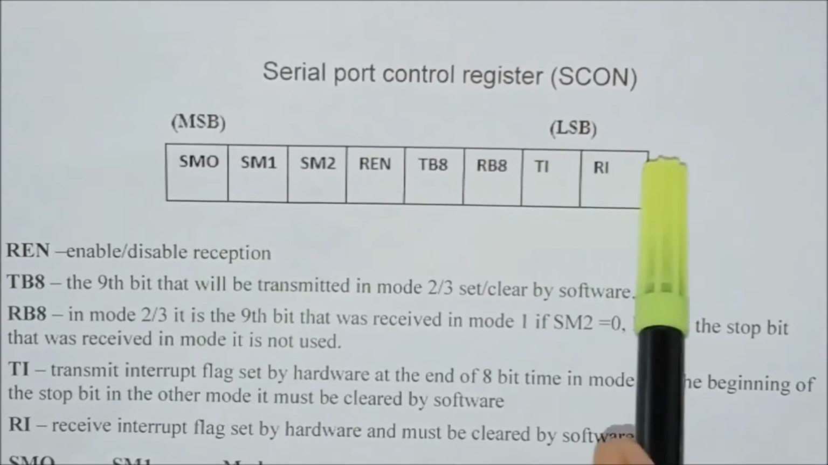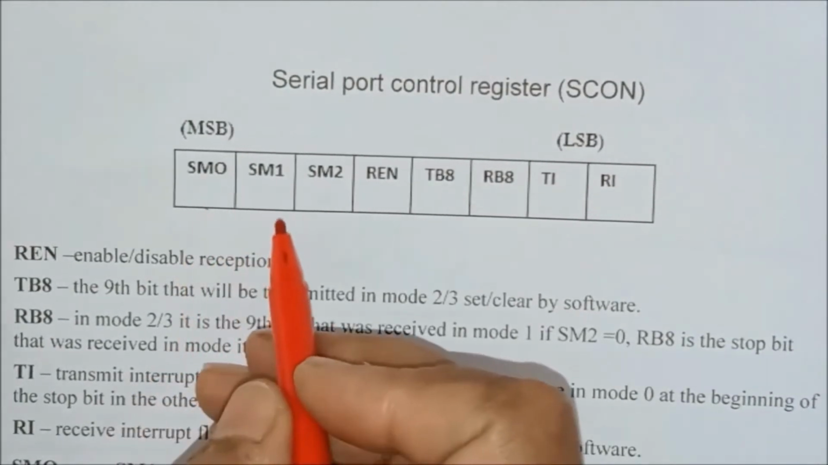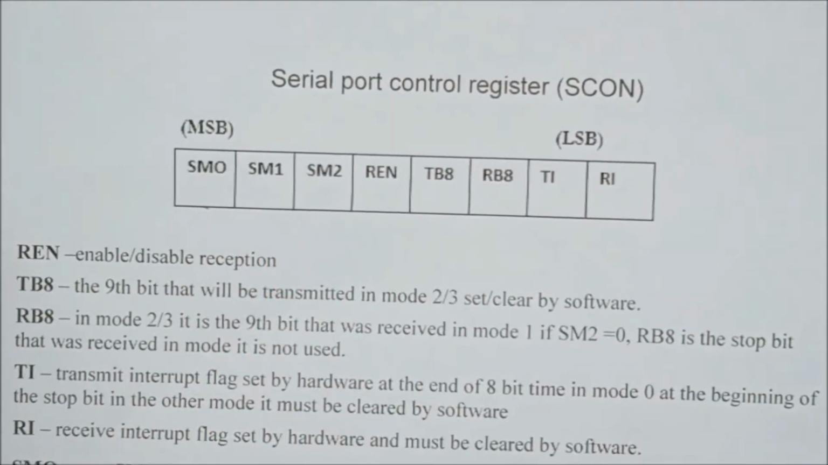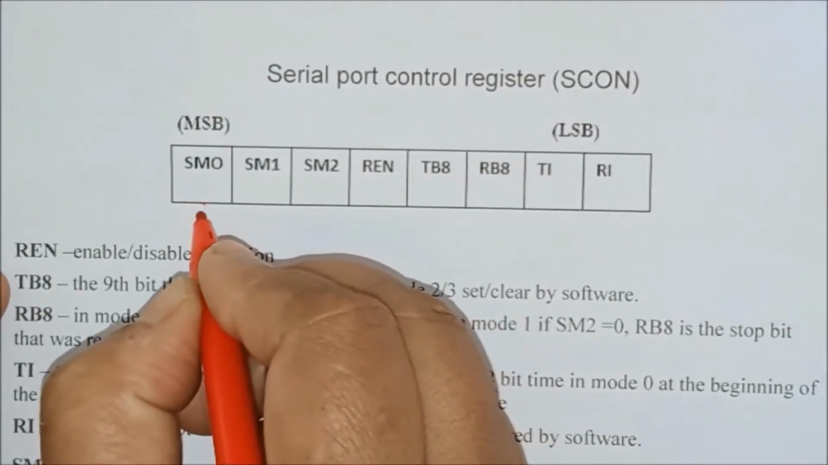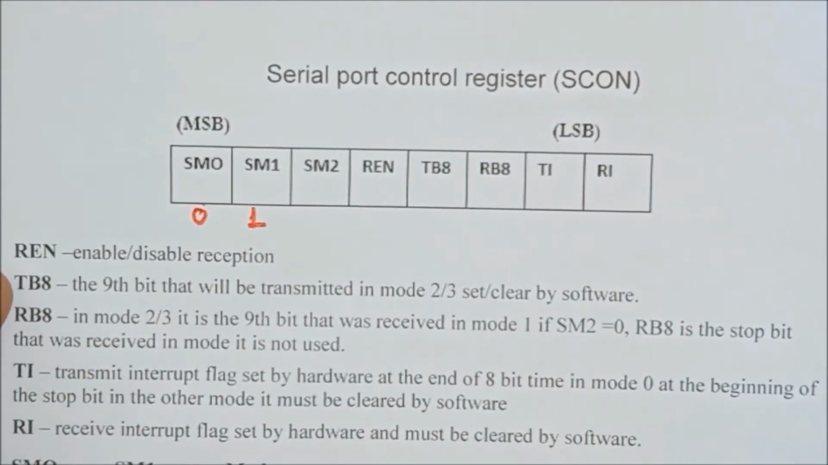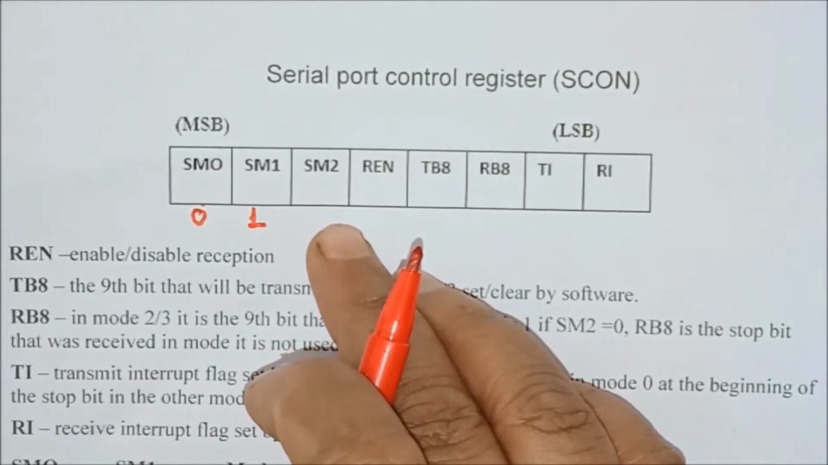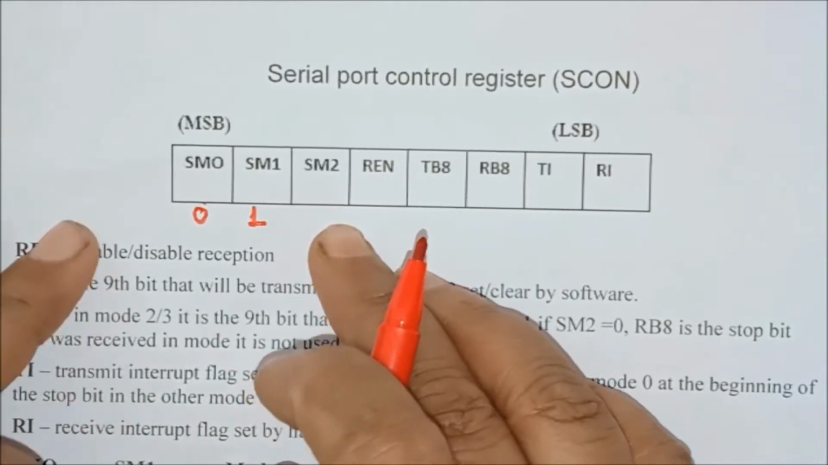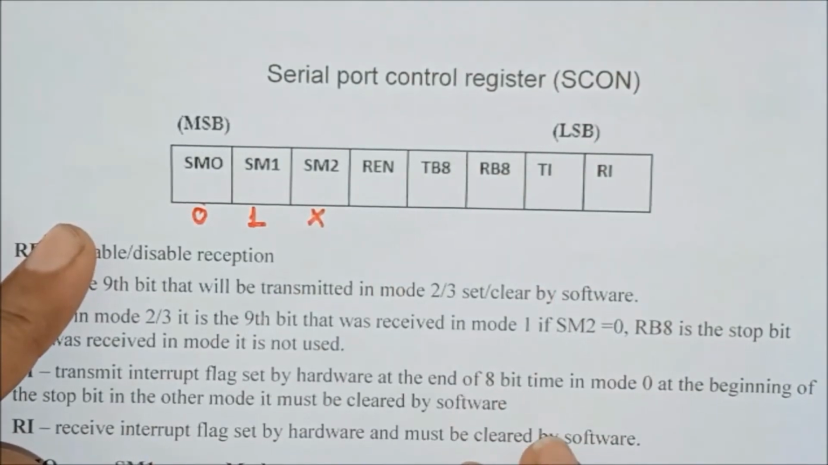This register is 8 bit, and the first two bits are related to mode of operation. Here for transmitter program we are going to use mode 1. So for mode 1 these bits should be 0 and 1. Then SM2 bit is used for mode 2 and 3 of serial transmission, so for mode 1 it will be in don't care condition.